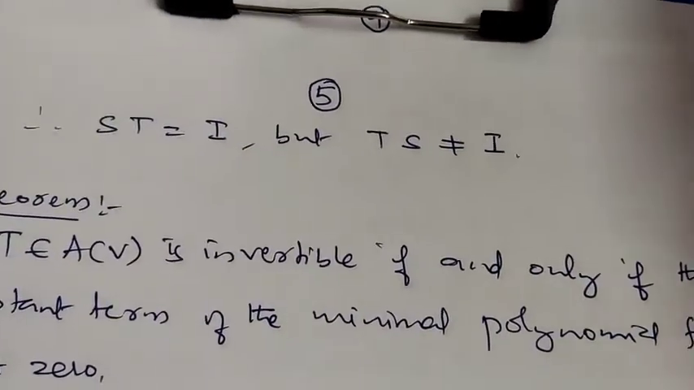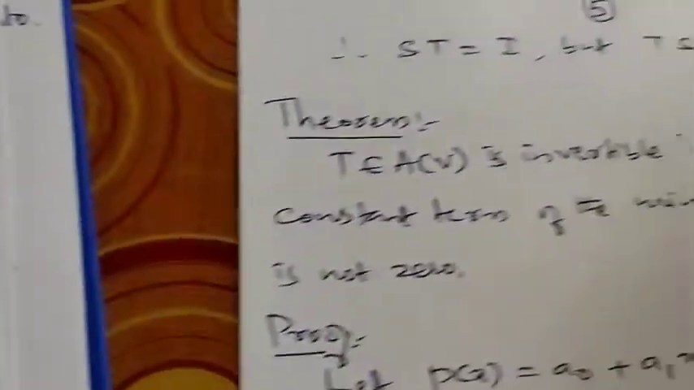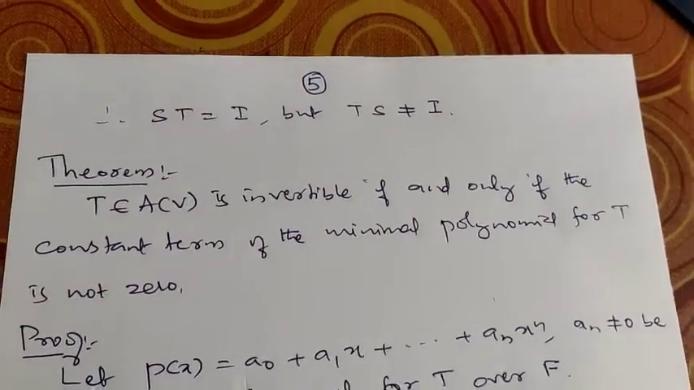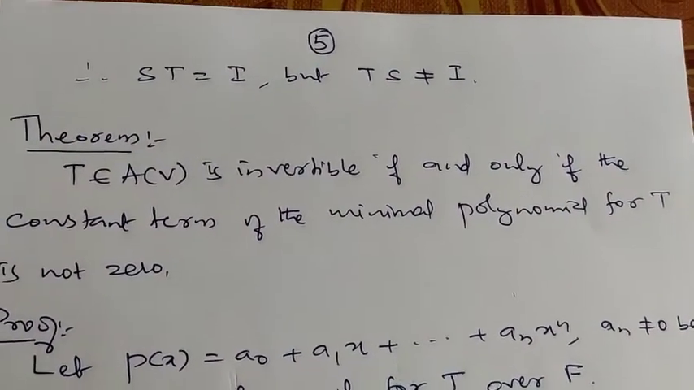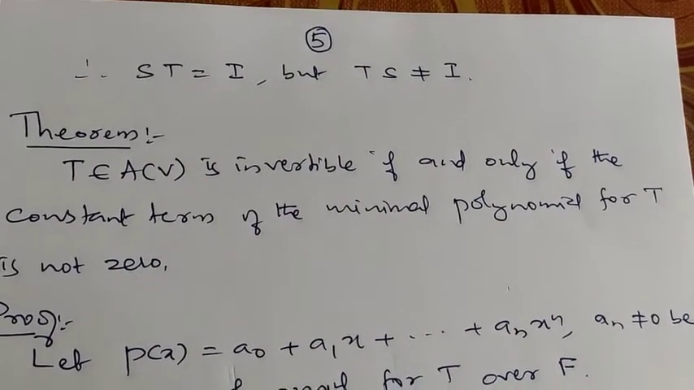Therefore, if you want to check whether the inverse exists for any transformation, you need to check both the conditions: whether S into T is I as well as T into S is also I. Okay.